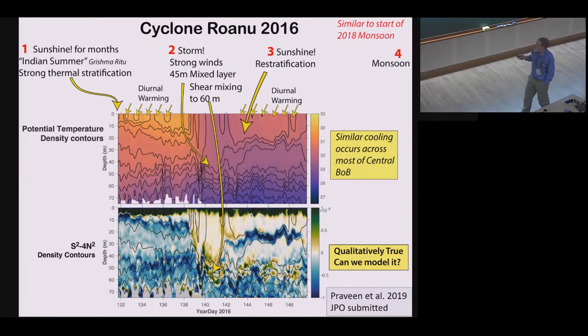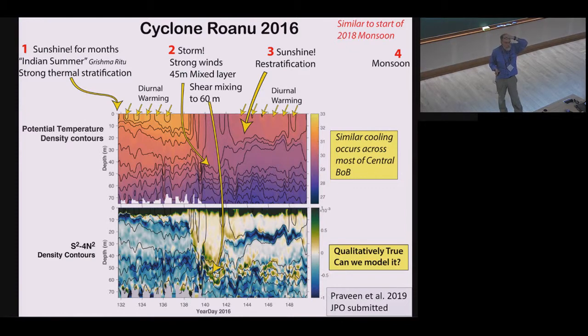The short version of that is basically, at this time of year, it's so primed for being mixed that any strong wind will mix to many tens of meters and erase the thermal stratification from the months of solar heating that happened before that. There's been no wind for like 2 or 3 months, so there's this very thin hot layer. All you need is a little bit of wind and it erases it.